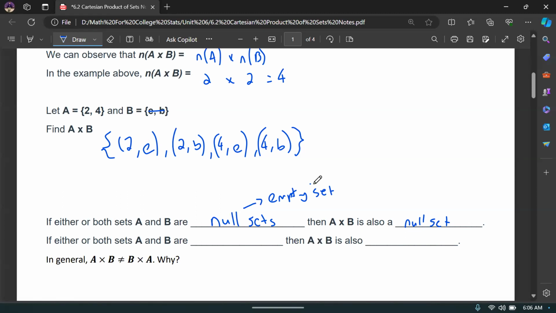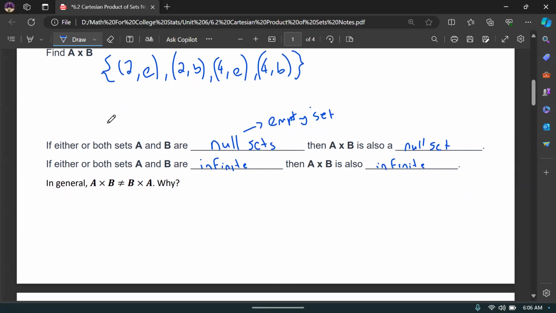Now, if either or both sets A and B are infinite, then A times B is also infinite. Kind of the same idea. Imagine that B was just an endless set. It never ended, right? Well, then you'd be here all day, forever, doing 2 times everything. And on top of that, you still have to do 4 times everything. But again, if it never ends, then you would never stop doing that. So if one of these sets was infinite, like let's say B, then our Cartesian product would also be infinite because I'd have to be multiplying it along forever.